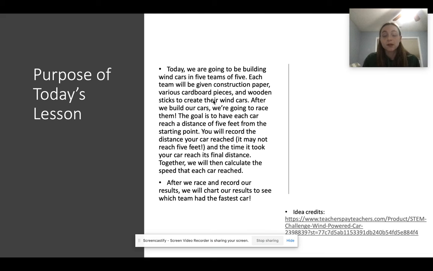So, for the purpose of the lesson, today we are going to be building wind cars in 5 teams of 5. Each team will be given construction paper, various cardboard pieces, and wooden sticks to create their wind cars. After we build our cars, we're going to race them. The goal is to have each car reach a distance of 5 feet from the starting point. You will record the distance your car reached.